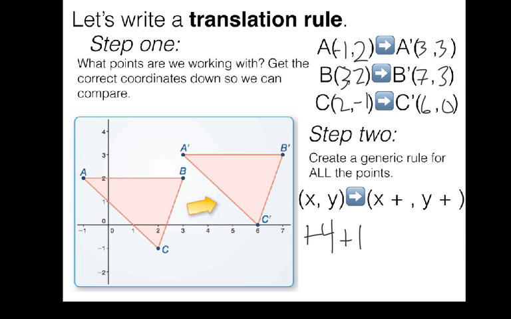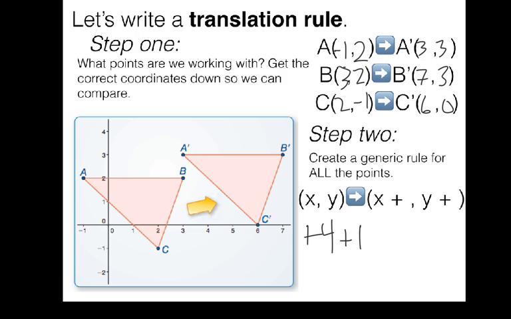Now, the question I need to ask myself is, does this work for all of the actual points? So let's see. If I look at -1 plus 4, hey, that's 3. 2 plus 1 is 3. Okay, so far so good. C, 2 plus 4 is 6. And -1 plus 1 is going to be 0. So it works. It totally works.